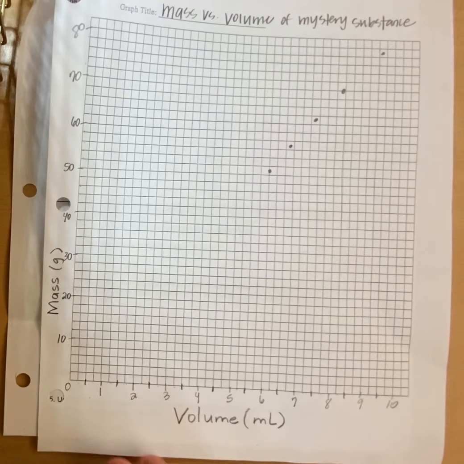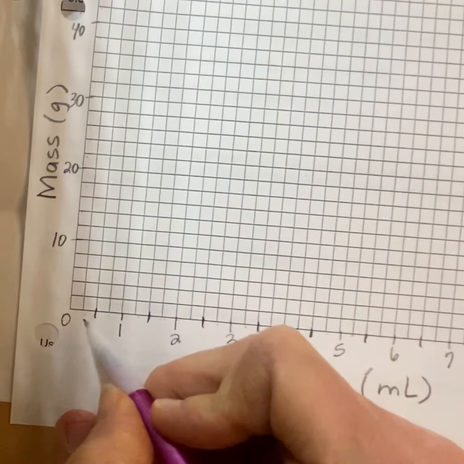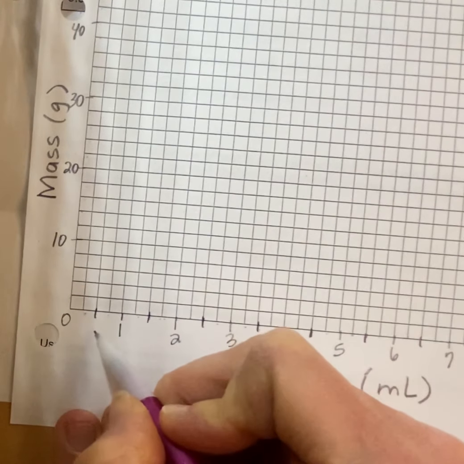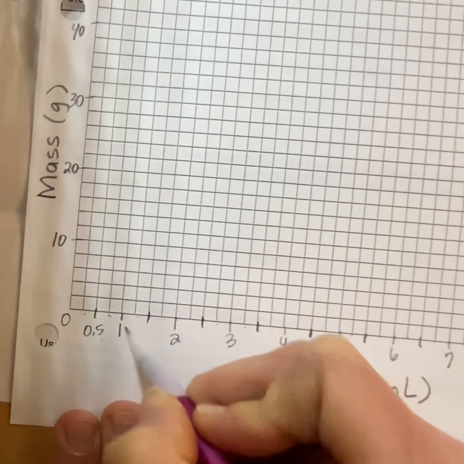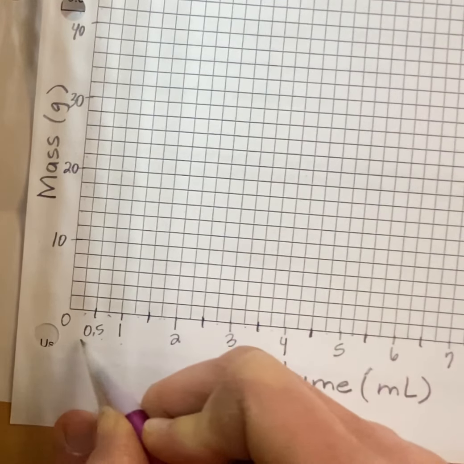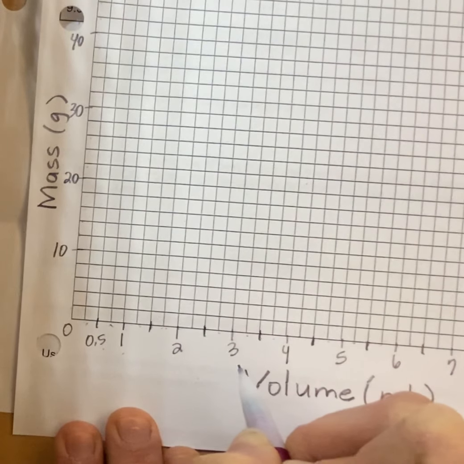So even though I counted by 0.25, so like this would be 0.25, this would be 0.5, this would be 0.75, and this would be 1. I just didn't write down every single number, and that's just to make it look cleaner and neater.